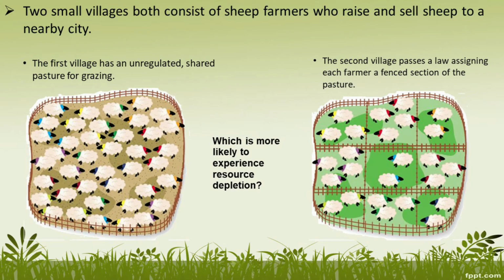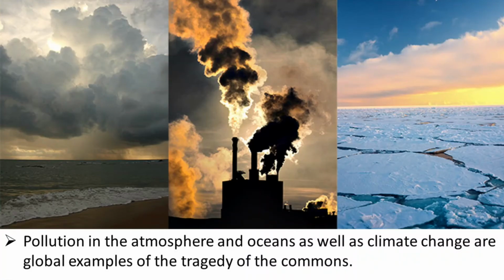This tragedy of the commons has what we call the domino effect, because in the end, the resource depletion will cause a lot of problems in our environment. Overexploitation of the resources will lead to biodiversity loss, pollution, and destruction of our environment. So the atmosphere, the ocean, as well as climate change, are global examples of the tragedy of the commons.